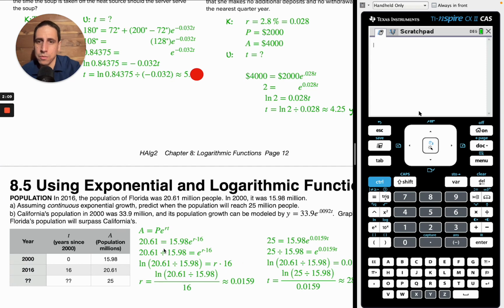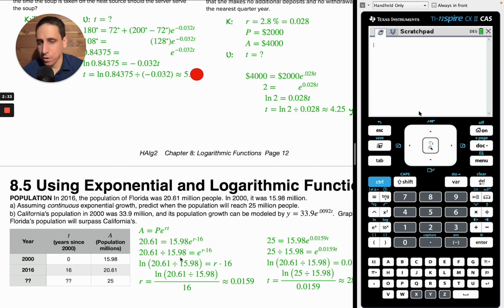And so we're going to set up the two different versions of this equation. Once with R, once without R to find R. And then once we know what R is, we'll use it a second time to figure out a new time. So APERT, we got 20.61 is equal to 15.98. Dividing both sides, undoing the multiplication here, we got 20.61 divided by 15.98.